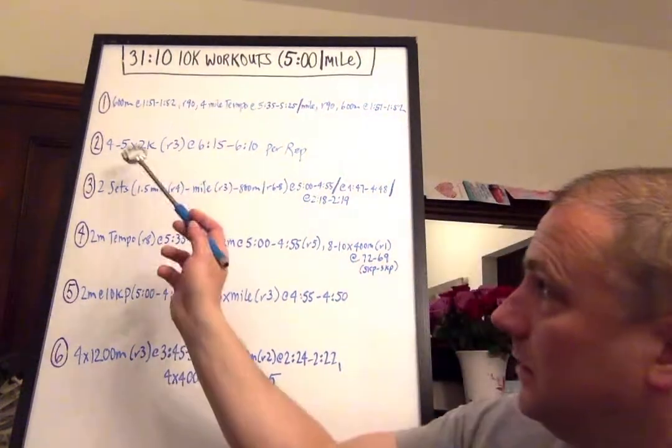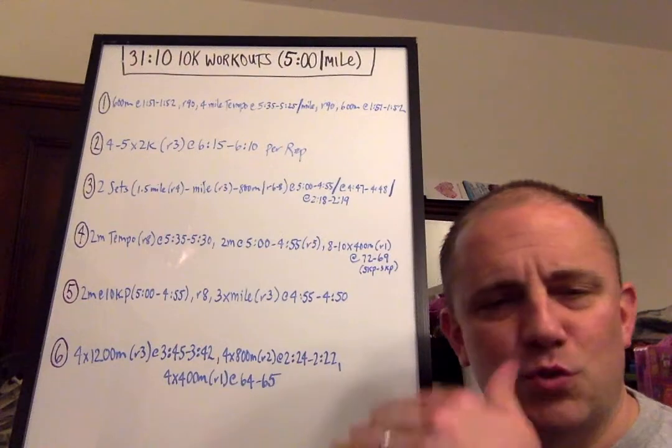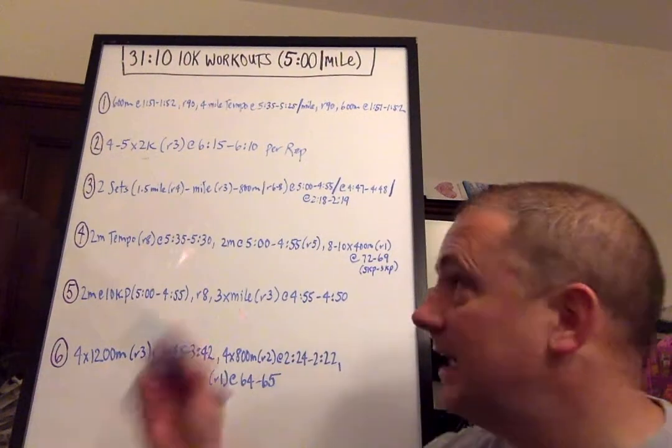Workout 2, 2K reps. At this point, we've been building towards 800s and 1200s and 1000s and 1200s and mile repeats, and now 2 kilometers.